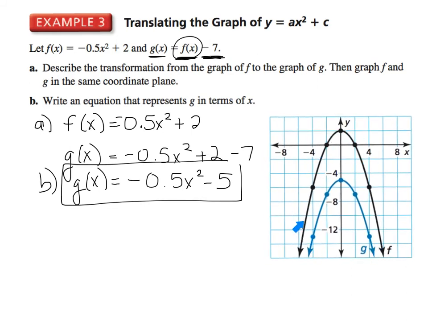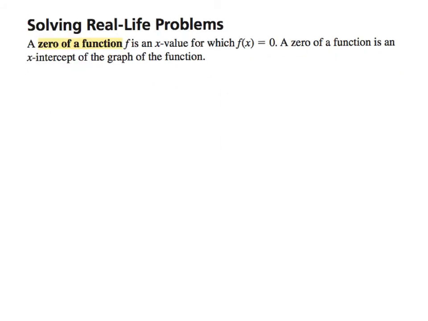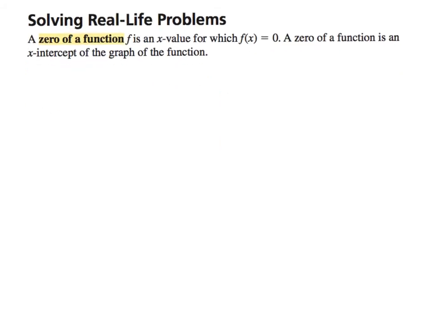Function f, which is represented by the black parabola, has just been moved down 7 units to where the y-intercept is here of negative 5. That's it. So, solving a real-life problem. Now, I'm not really concerned about the solving a real-life problem.